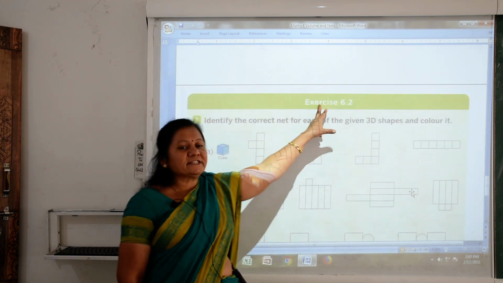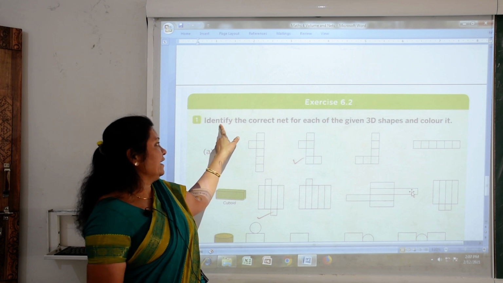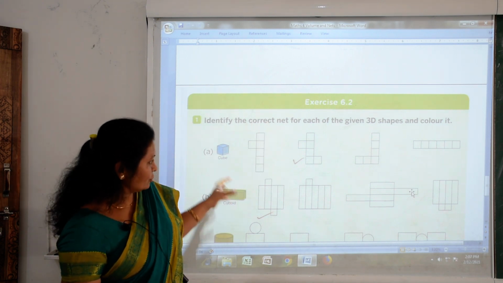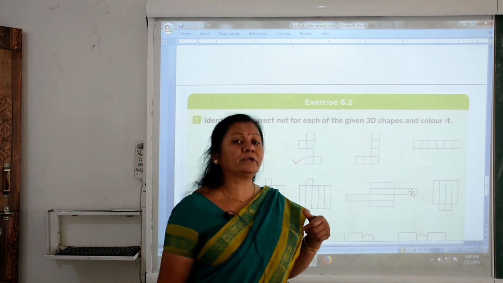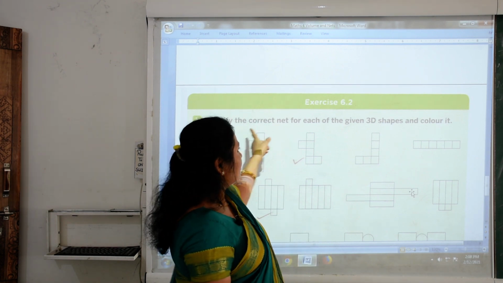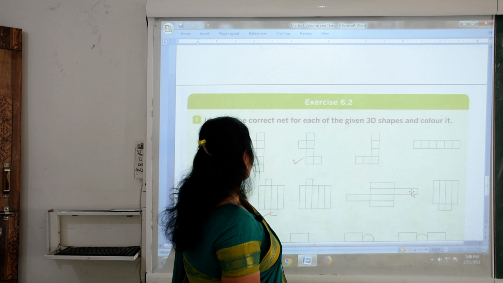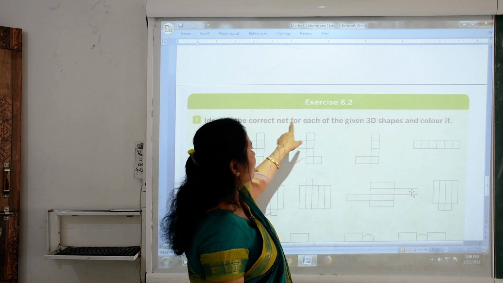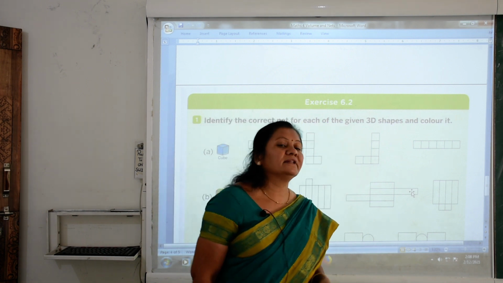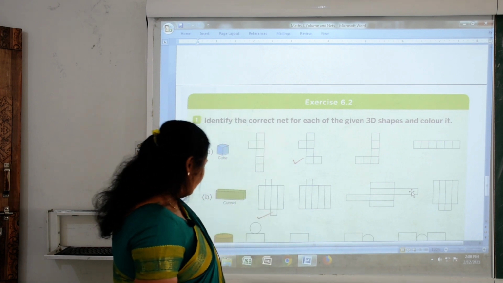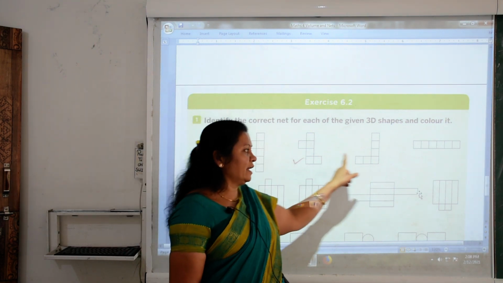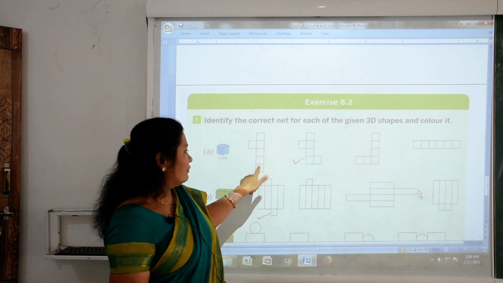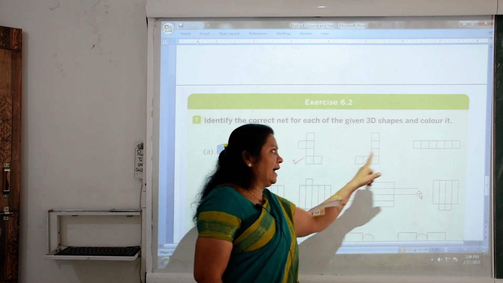Now exercise 6.2, identify the correct net. So you need to find out the correct net when you open these 2D shapes, of the given 3D shapes. Okay, so identify the correct net for each of the given 3D shapes. Here is a cube. Which is the correct net given here in 4 options? So option 1, 2, 3 and 4.